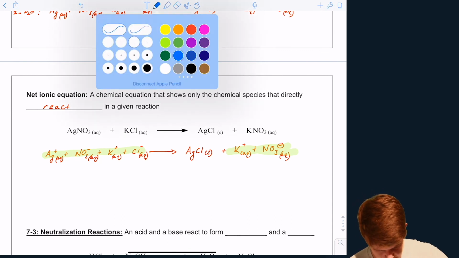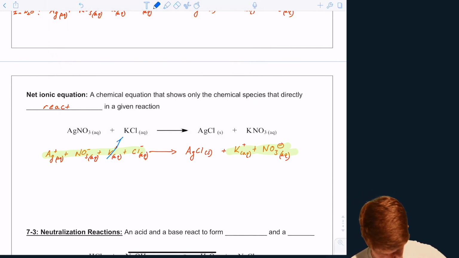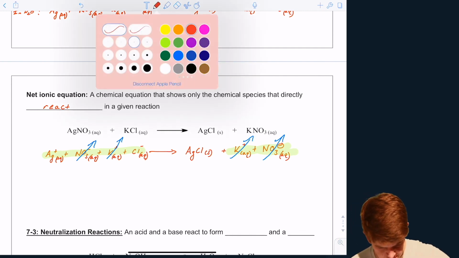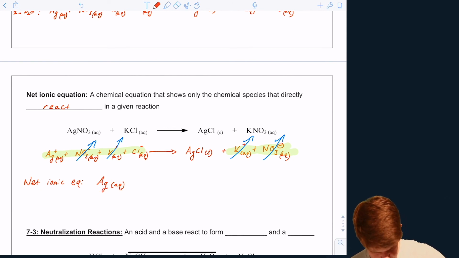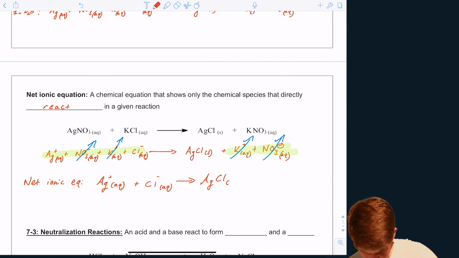So KNO3 is not here. The only elements in the net ionic equation will be Ag+ aqueous plus Cl- aqueous, which formed AgCl solid.